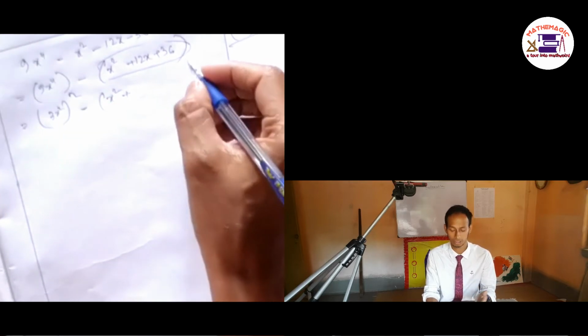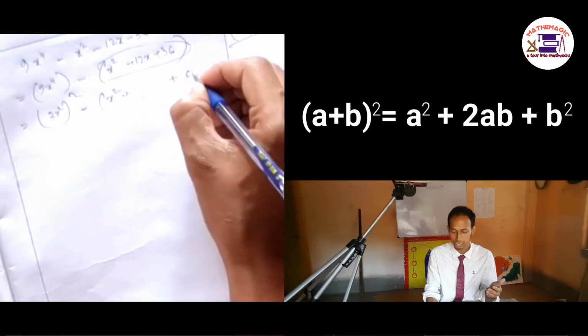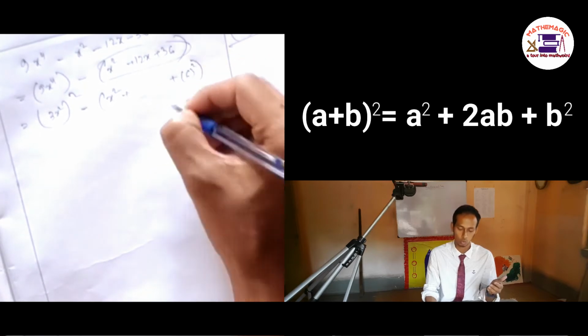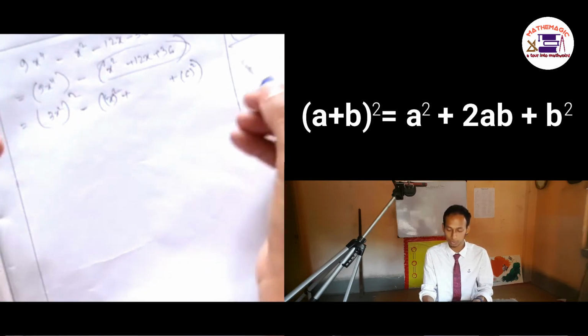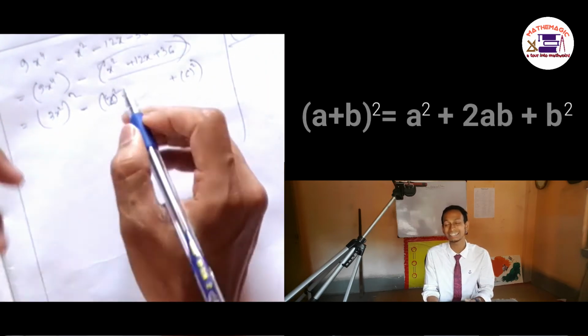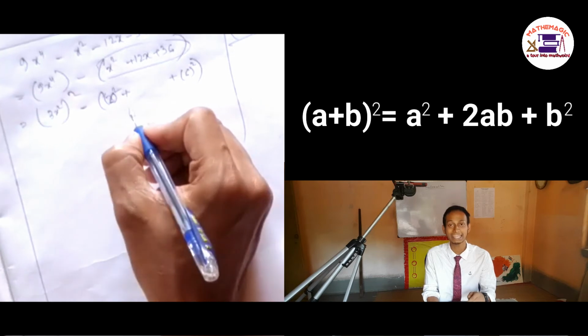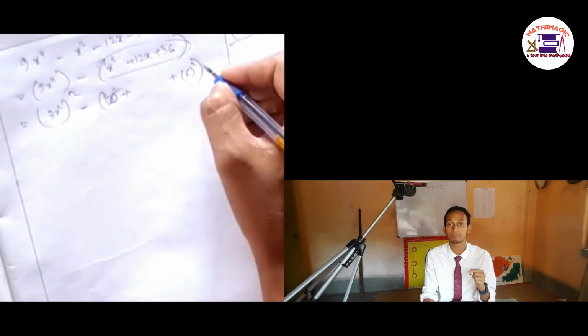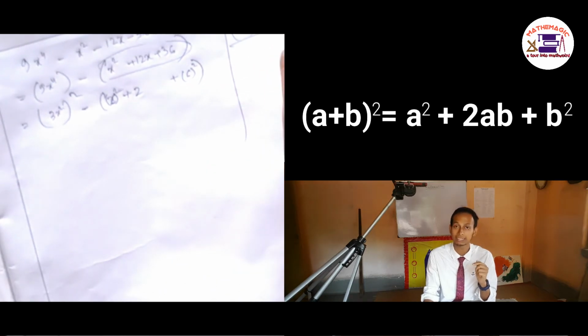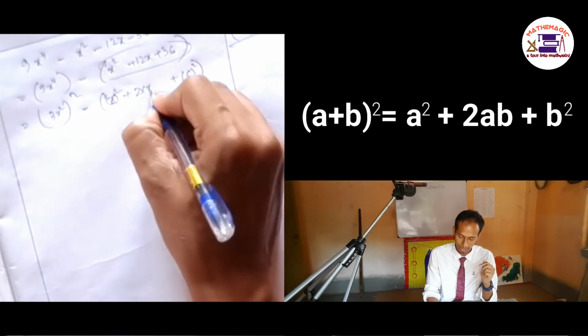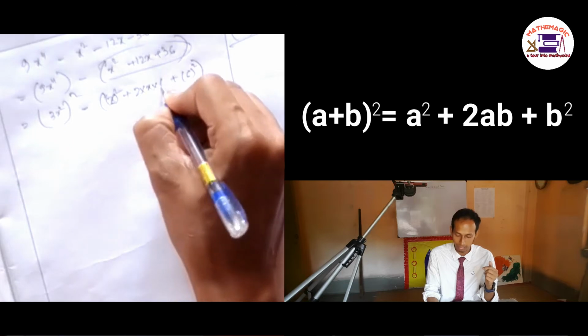Still, if you have forgotten, I am just repeating it once. 36 means 6 square. So according to this pattern, we got a square and b square. So what is our a? What is inside the square? So our a is x, and what is the b? The b is 6. So for the middle term, that is carrying 2 into a, meaning here x, and into b, meaning here 6.